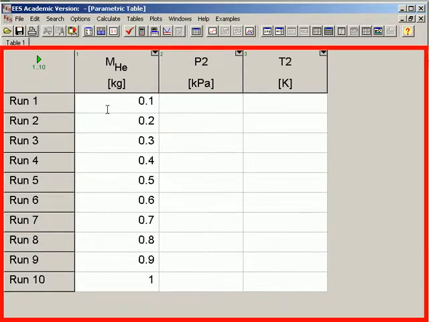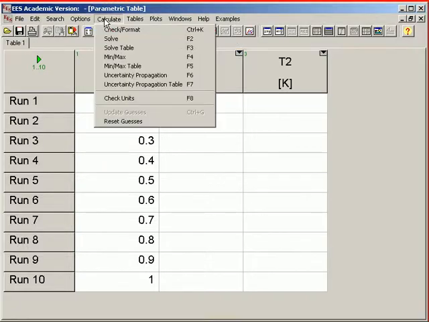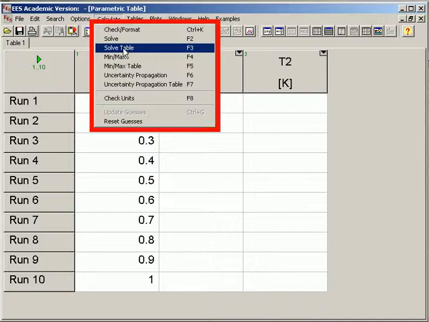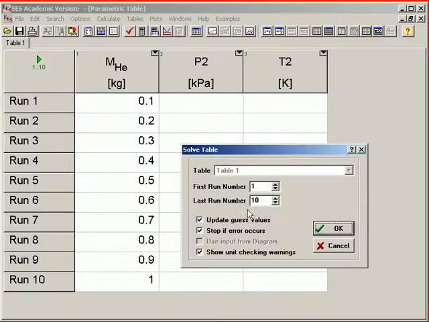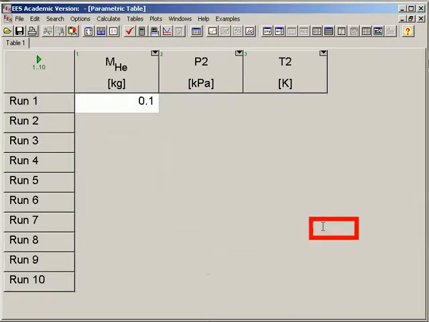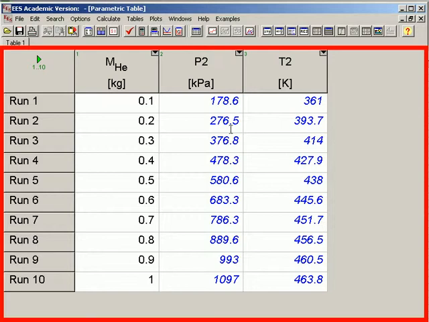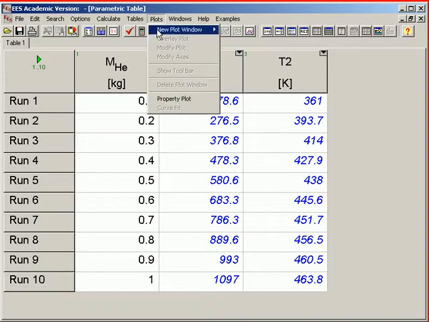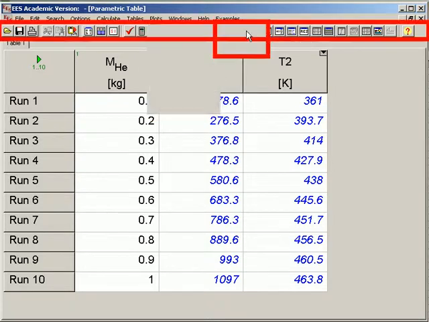And so now I want to solve for each value of the mass of helium in this table. And to do that, I come to the Calculate, and now I go to the Solve Table option and click OK, and it went through and now solved for this. So as I add the helium mass from 0.1 to 1 kilograms, the temperature goes from 361 Kelvin up to 463 Kelvin. And EASE has features for plotting, so we can go to Plot, New Plot Window, to an XY plot.